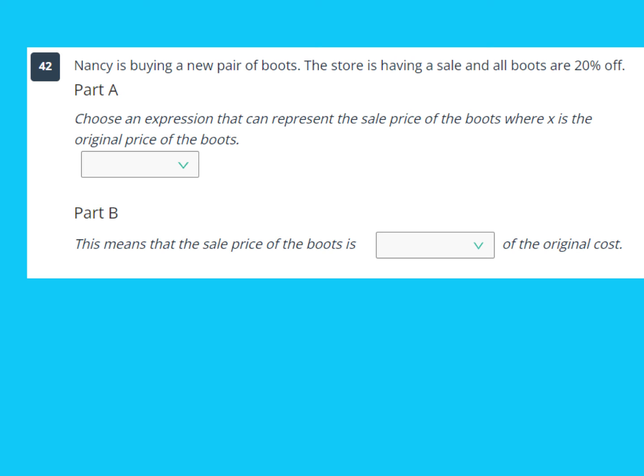Nancy is buying new boots. The store is having a sale, 20% off. I need the drop-down menu, which I did not copy here, so give me a moment, and I will gather it from my computer. This will not take long. We're just going to have to be patient.